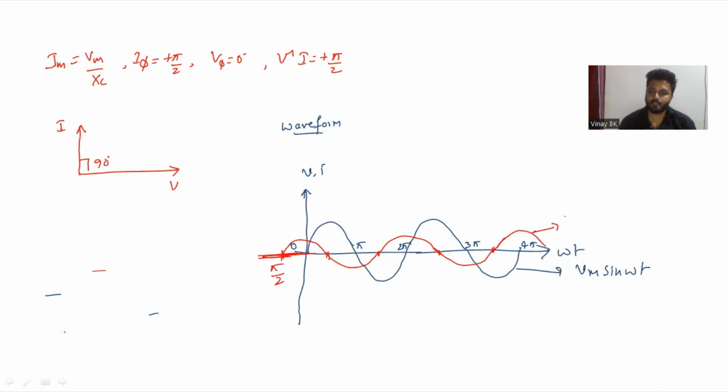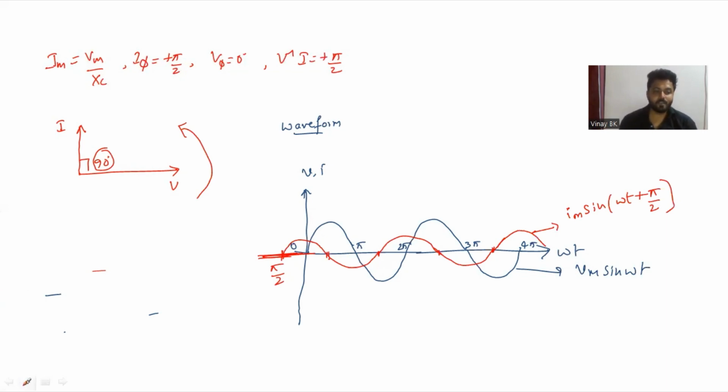So this is nothing but Im sine omega t plus pi by 2, leading by 90 degrees, so that the current waveform comes first, and the voltage waveform comes next. Because if we are considering the phasor diagram, the rotation is anti-clockwise, so the current is leading the voltage at an angle of 90 degrees, or else the voltage is lagging the current at an angle of 90 degrees.